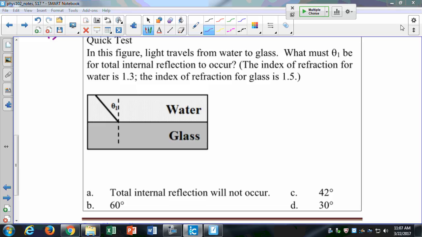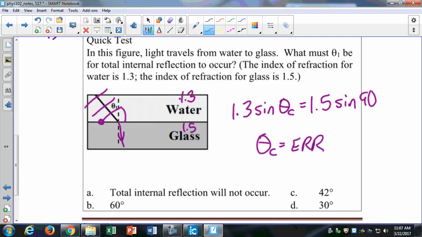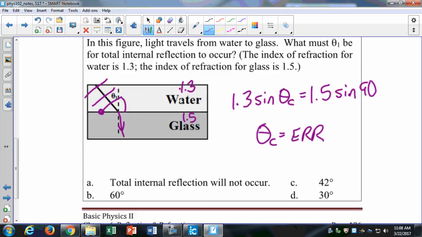Okay, but because I'm moving from low index to high index, from 1.3 to 1.5, the light ray comes along here, it slows down, so it's going to bend towards the normal. But remember, if you try to find the critical angle, 1.3 sine theta c is equal to 1.5 sine of 90. If you try to solve this for theta c, you'll find there's an error when you do this in your calculator. So if that occurs, just step back and think, maybe I'm making a mistake somewhere here.